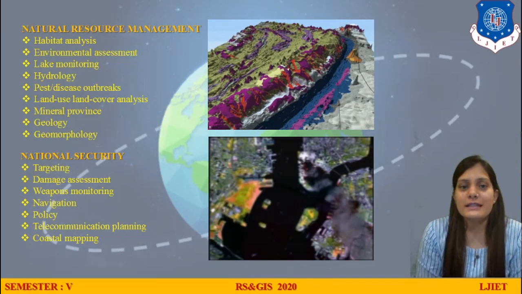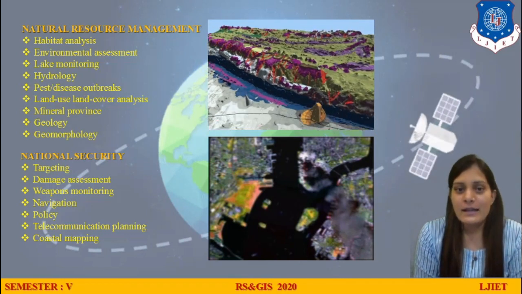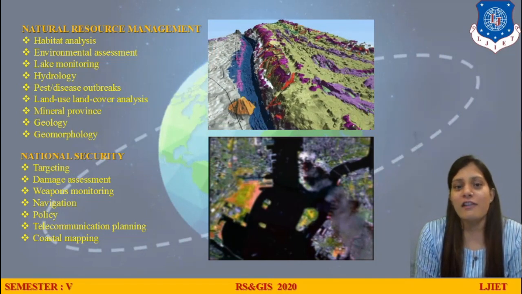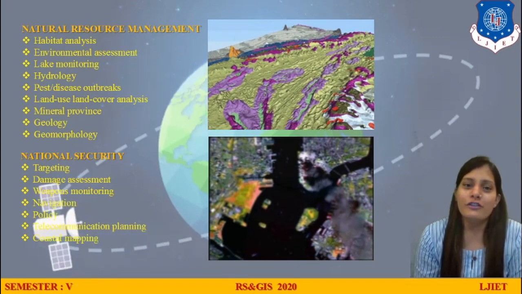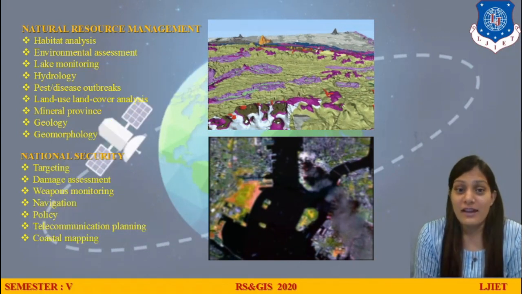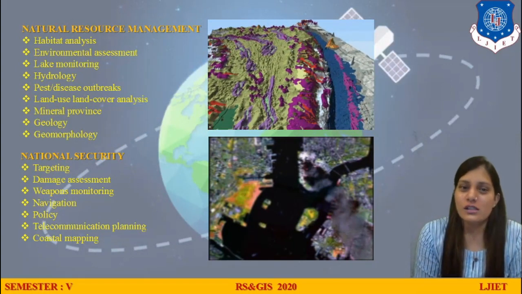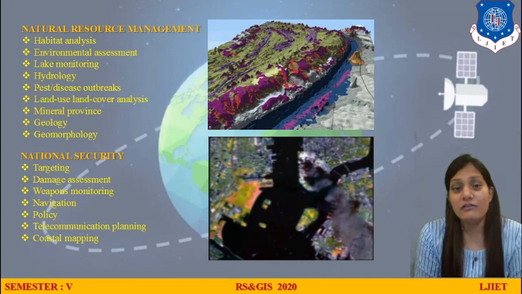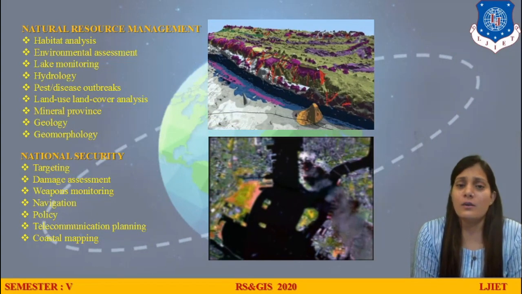Moving further, we can see the natural resource management and the national security defense, right? Natural resource management, we have many natural resources which are to be kept for the future generation, we need to survive that, and we need to do what? We need to do a good analysis so that our future generation can use that, and we don't have a problem with it, right? So in natural analysis you can see the environmental impact.